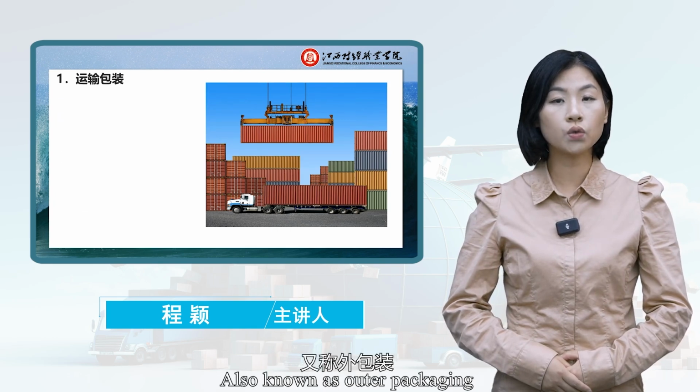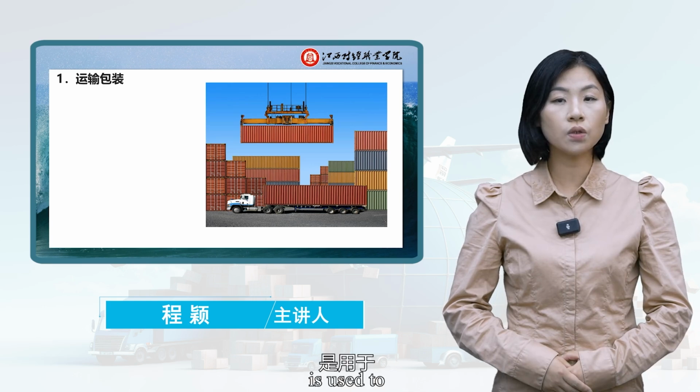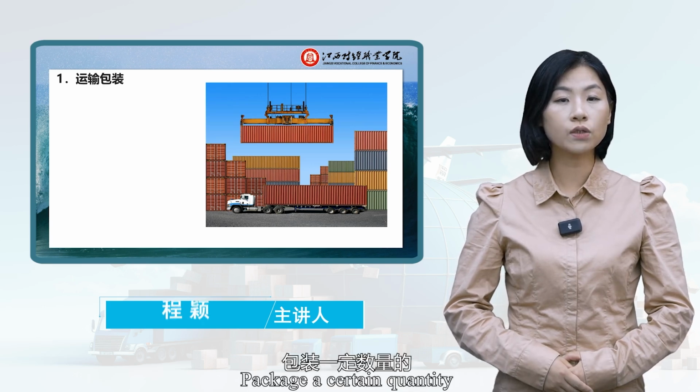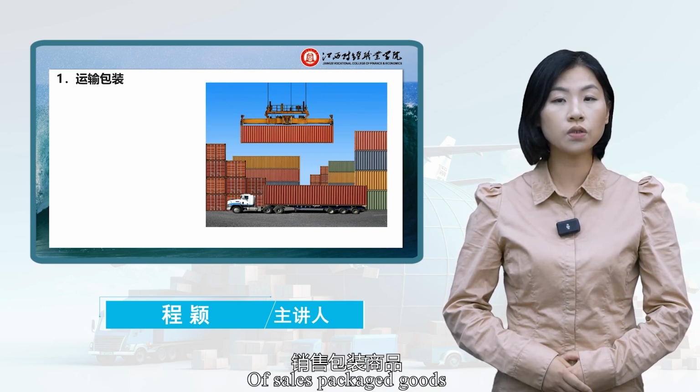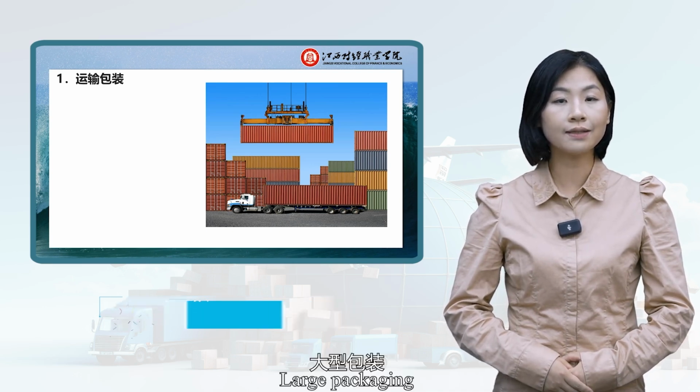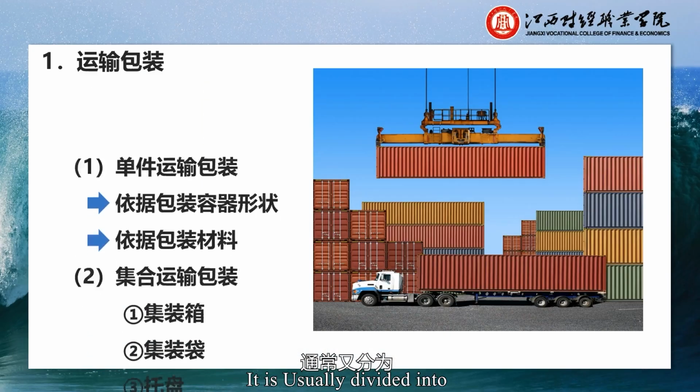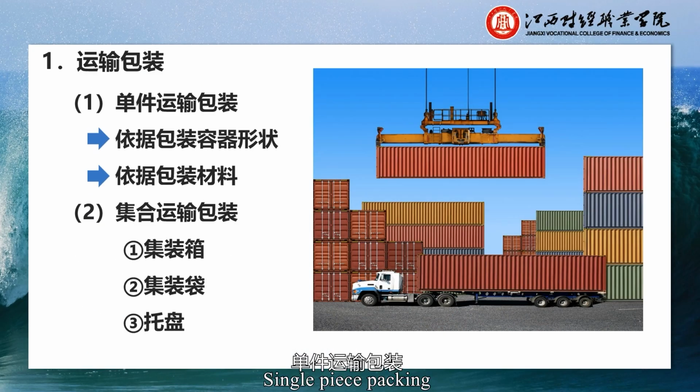Transport packaging, also known as outer packaging or large packaging, is used to package a certain quantity of sales packaged goods or bulk commodities. It is usually divided into single-piece packing and collective transport packaging. Single-piece packing refers to the packaging that serves as a unit of measure during transport.